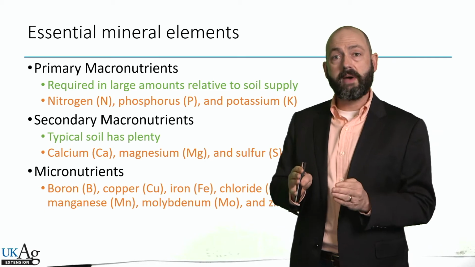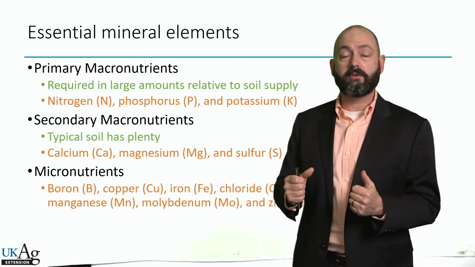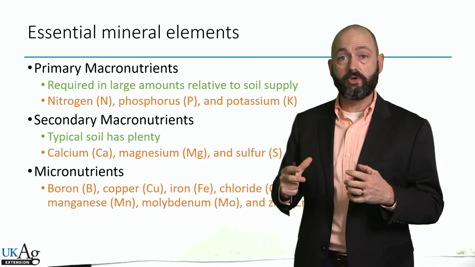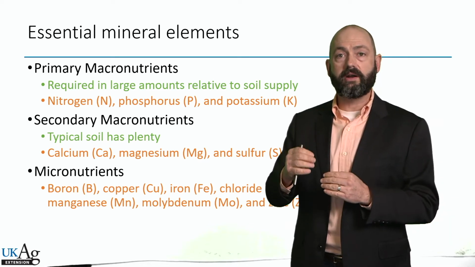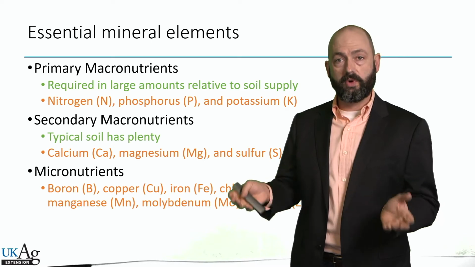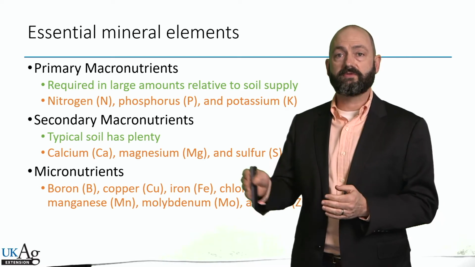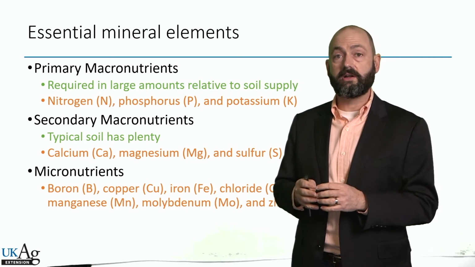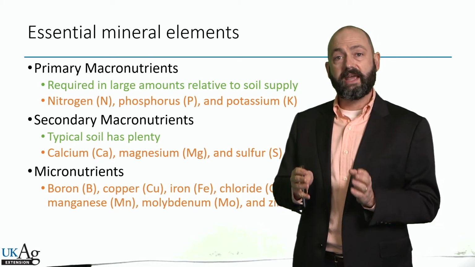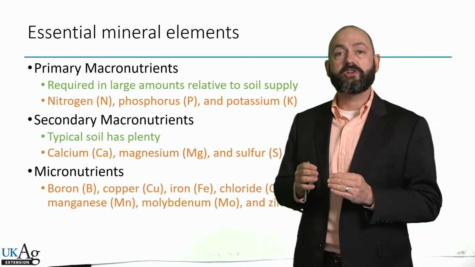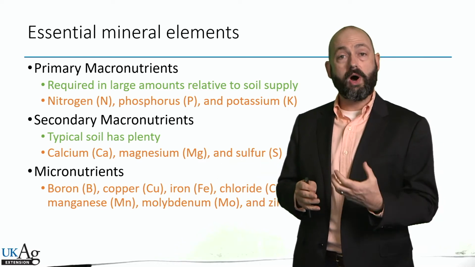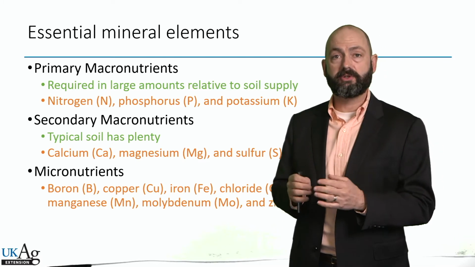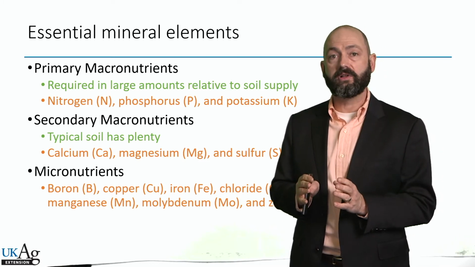But those primary macronutrients are the ones that we have to worry about the most, because a typical agricultural soil can't provide those nutrients in a large enough quantity to support plant growth. So we come in and we fertilize nitrogen, phosphorus, and potassium. The secondary macronutrients, again, are required in large amounts by the plant, but calcium, magnesium, and sulfur are typically provided by the soil. So while they're required in large amounts, soils have enough, typically in a form available to the crops, and so we don't have to worry about fertilizing those.